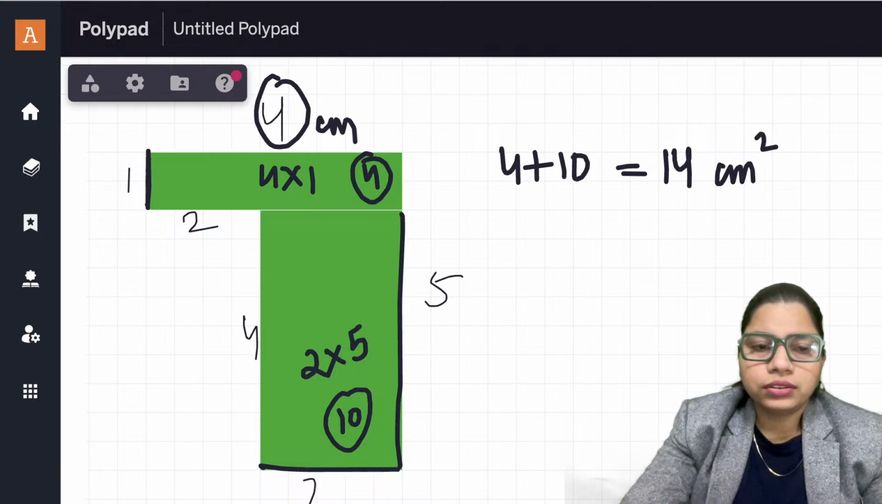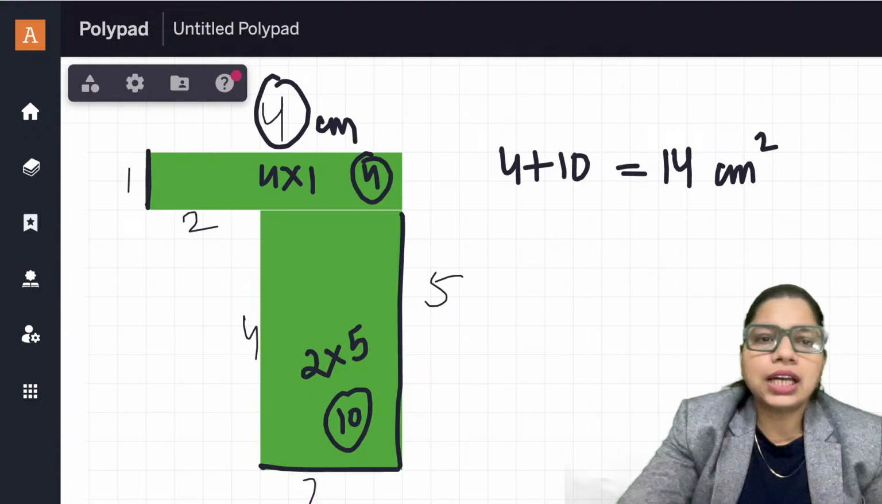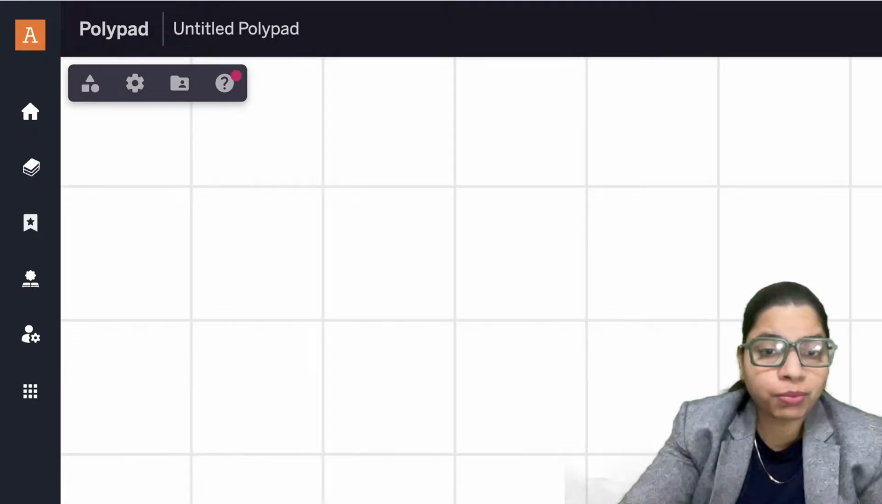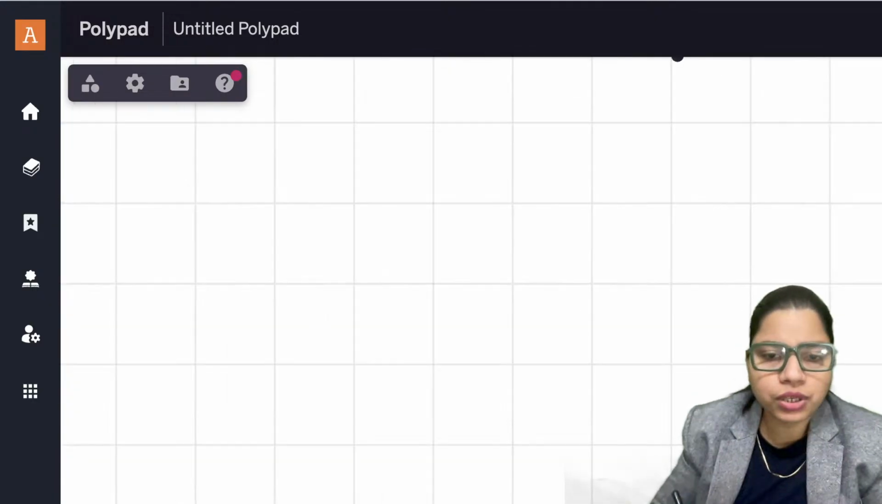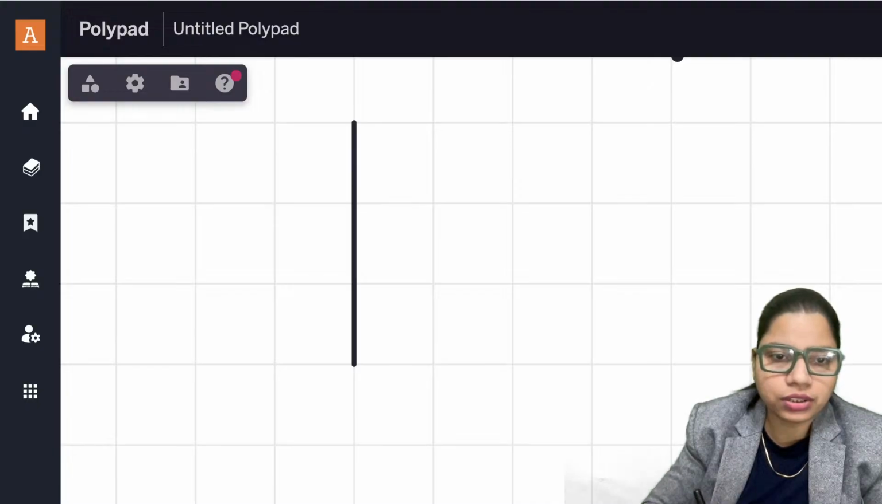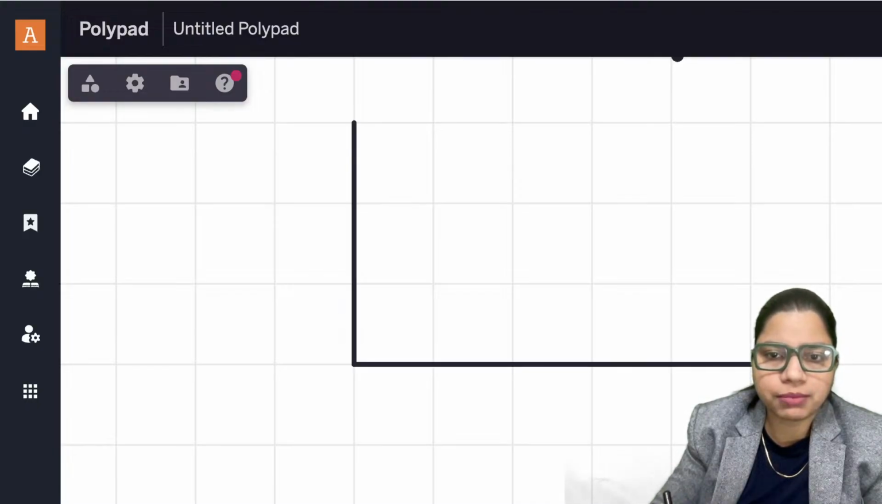Okay, so this is how we find out the perimeter and area of the given shape. Now, furthermore, you just keep on practicing this. I'll give you a few more shapes where I think we can really work it out. Maybe if I make a shape like this, one sec.